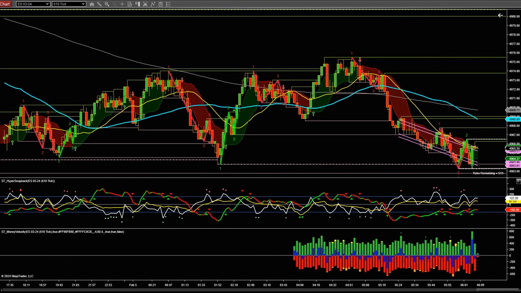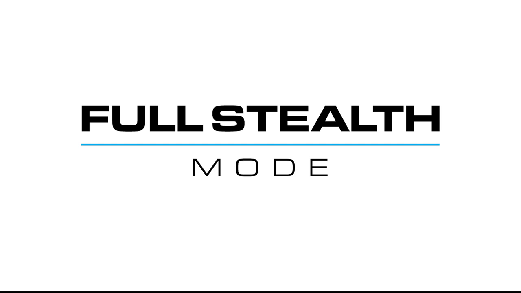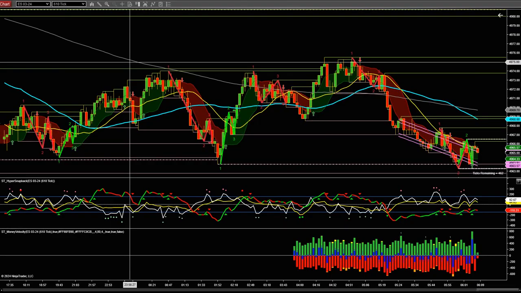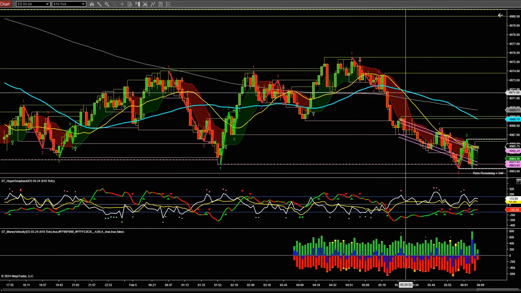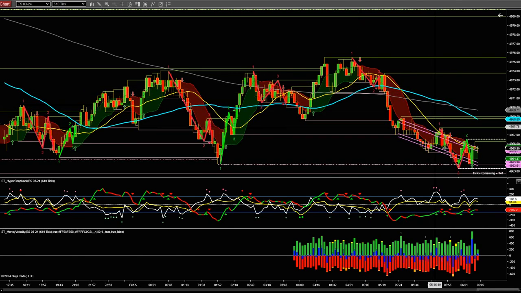We're on the ES 610 tick. Today we're going to be looking at the full stealth mode. It's a combination of our 6 indicators. Everything's fractal. So what that means is it'll work in any time frame, tick, range, whatever you think it won't work on, it will work. So let's get right into it.